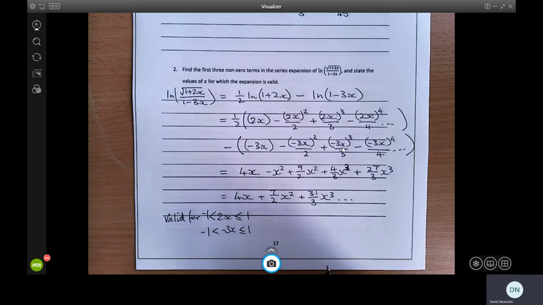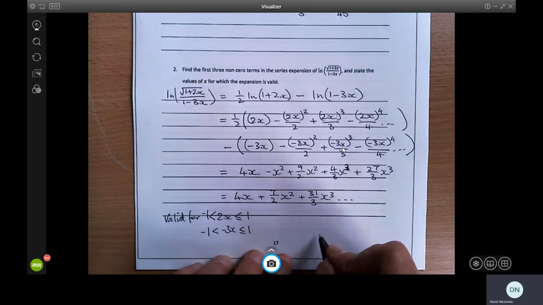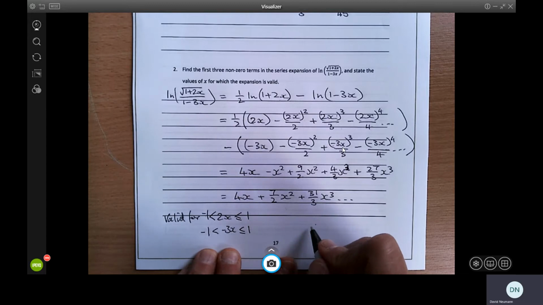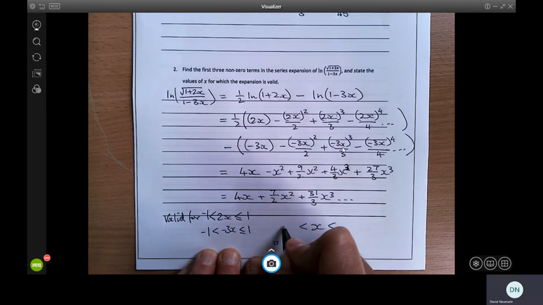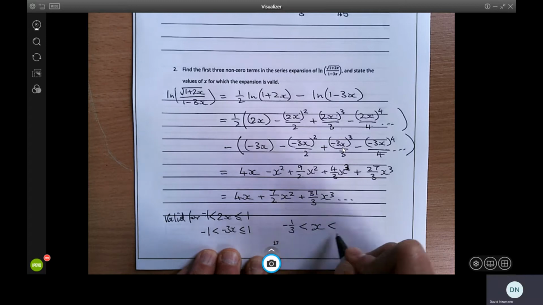Now, what does that mean for x? What's the most restrictive? Well, if we divide by 2, we're going to get a half and a half, minus a half and a half there. We divide by 3 here, or -3, we're going to get a third, minus a third and a third. So we want x between minus a third and a third.